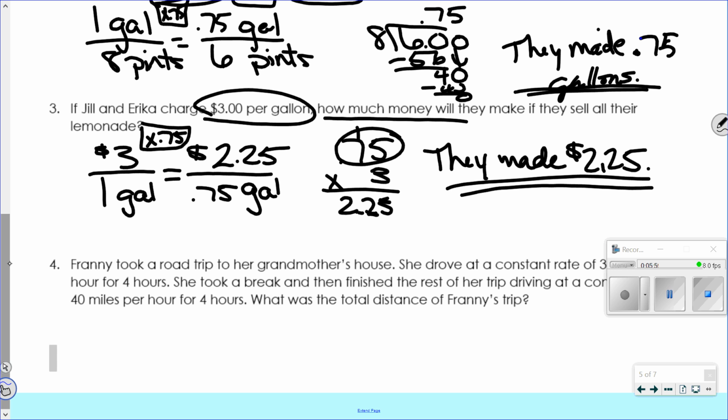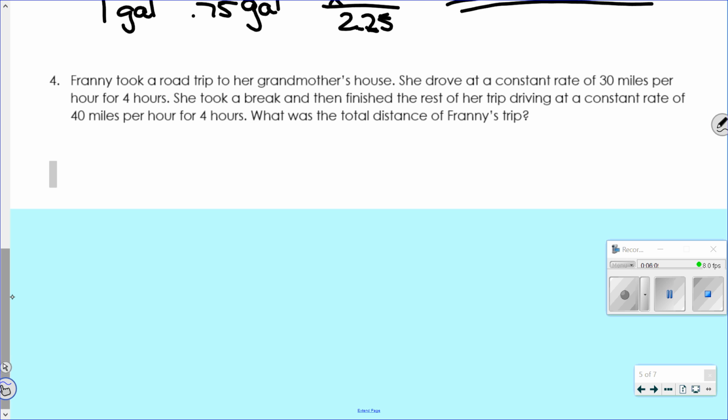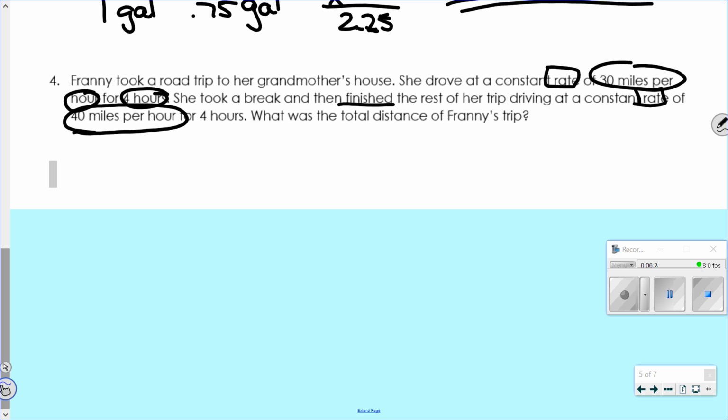Still good? Okay. I hope you guys are understanding the work piece of this because it's going to be extremely important on your test. Fanny took a road trip. She drove at a constant rate of 30 miles per hour for 4 hours. She took a break and then finished the rest of the trip driving at a constant rate of 40 miles per hour for 4 hours. What was the total distance of Fanny's trip?